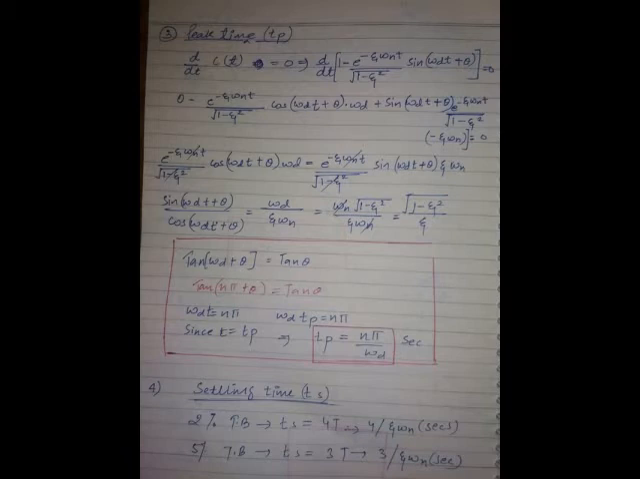Time response analysis for higher order systems. Consider third order characteristic equation s cube plus ps square plus qs plus k equal to 0. So it is obvious that we cannot compare this to the standard second order expression.